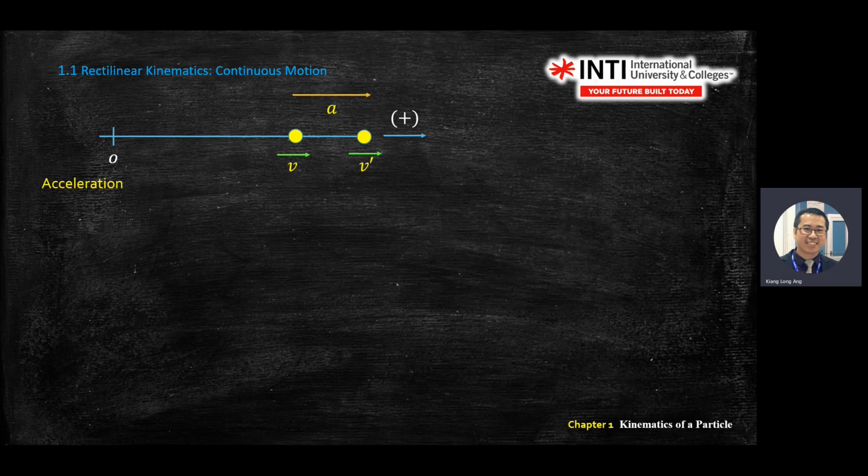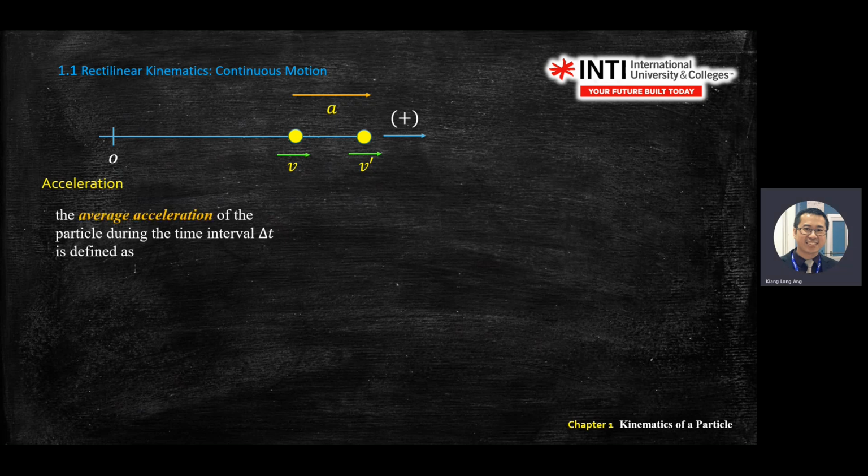How do you calculate acceleration? In this case, I'll use the extra arrow, which I denote as a. Again, in this module, you have two types of diagram. One is the kinematic diagram, one is the kinetic diagram. The one you see in blue is the kinematic diagram. The one you see with the acceleration and velocity is called the kinetic diagram.